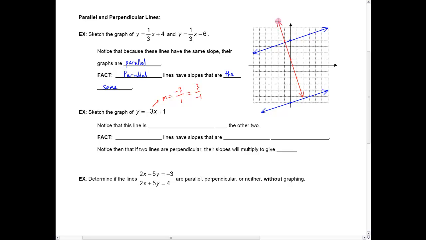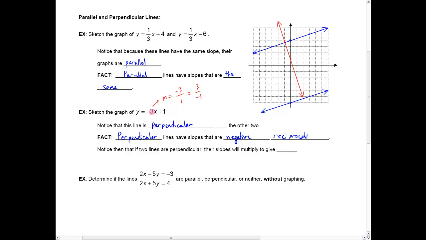And again, the point being is that these lines, when I graph them, you can see they are going to intersect in a right angle. And so this red line is perpendicular to these other two blue lines, and what we want to observe is the relationship of their slopes, that perpendicular lines have slopes that are negative reciprocals.